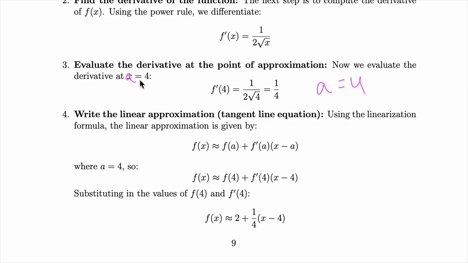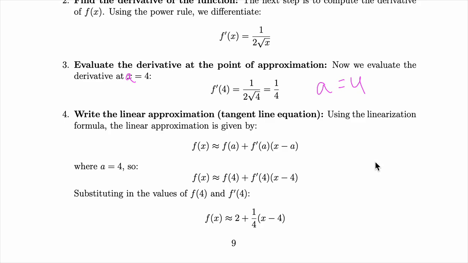I used x here. I really feel like I should have used a. So now f prime of 4 is equal to 1 over 2 times root 4, which is the same as 2. So that is all equal to 1 over 4. So that basically gives us the slope at a equals 4.